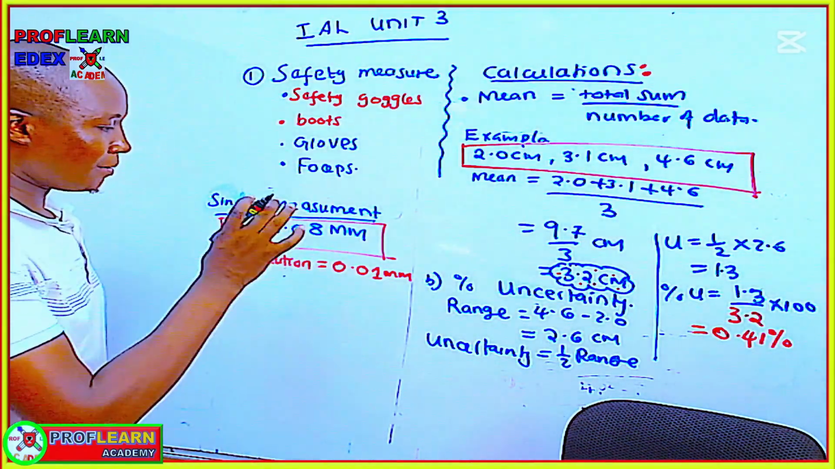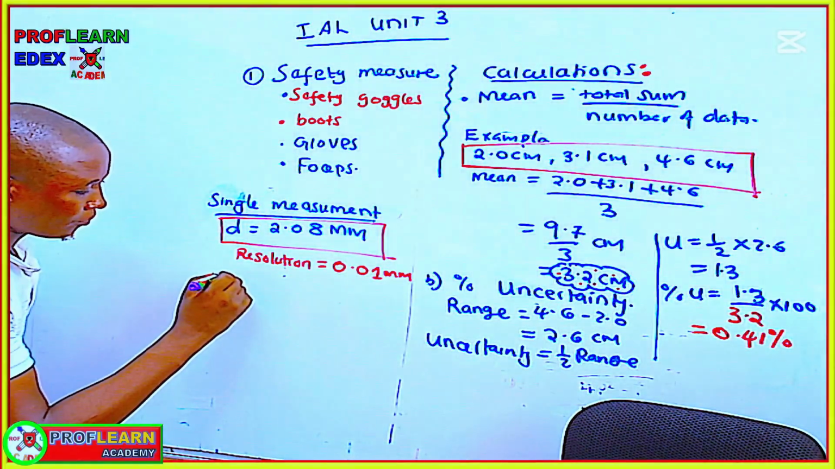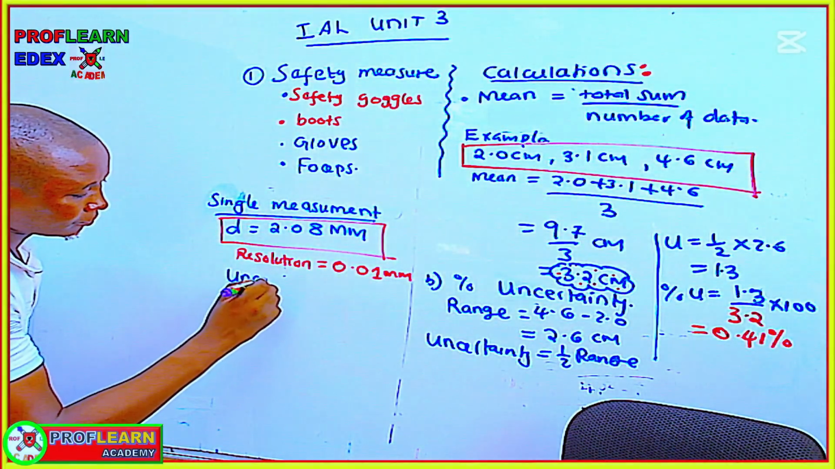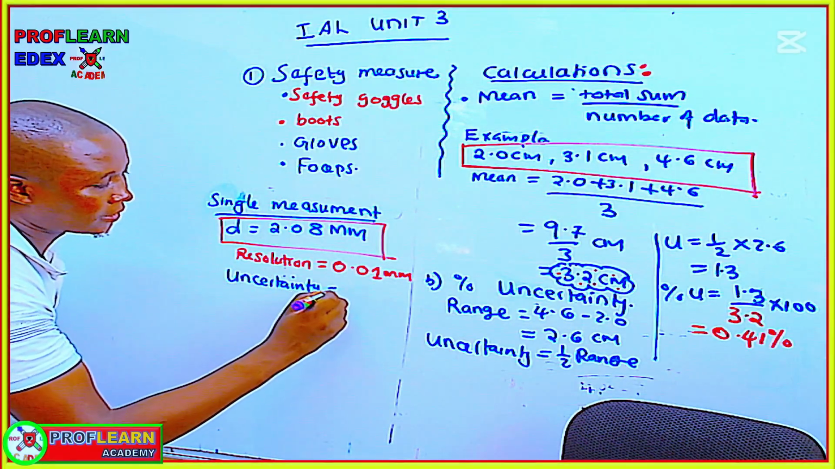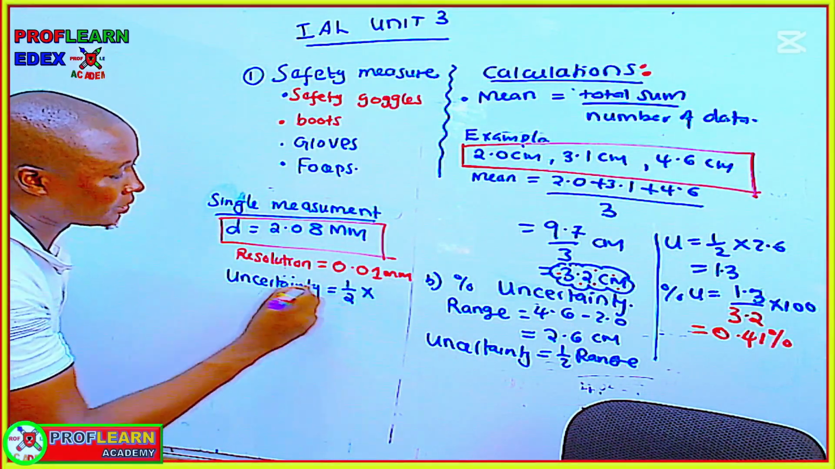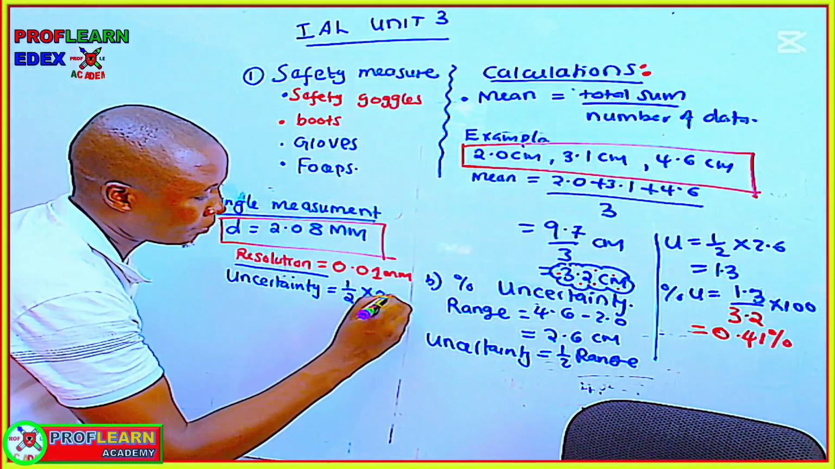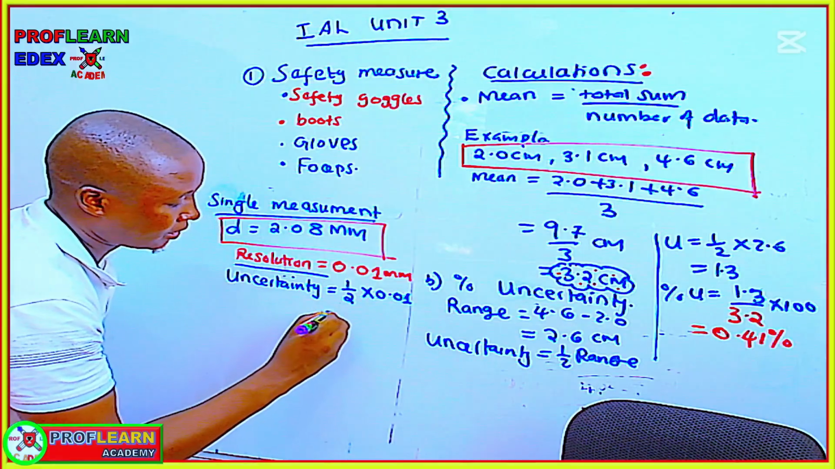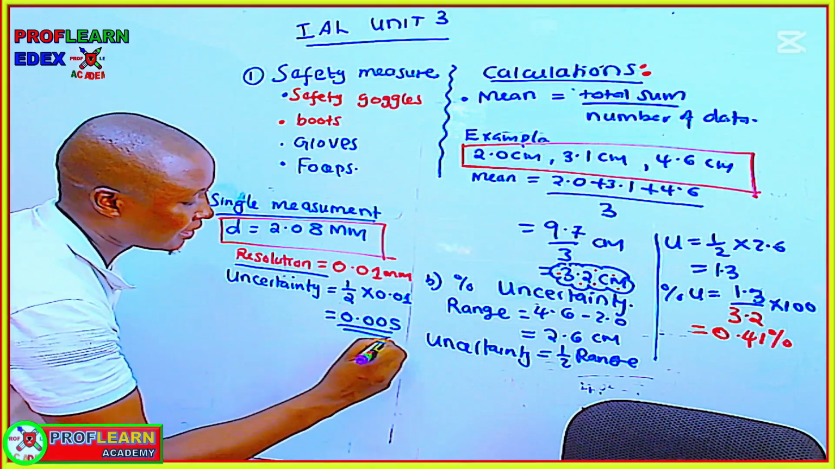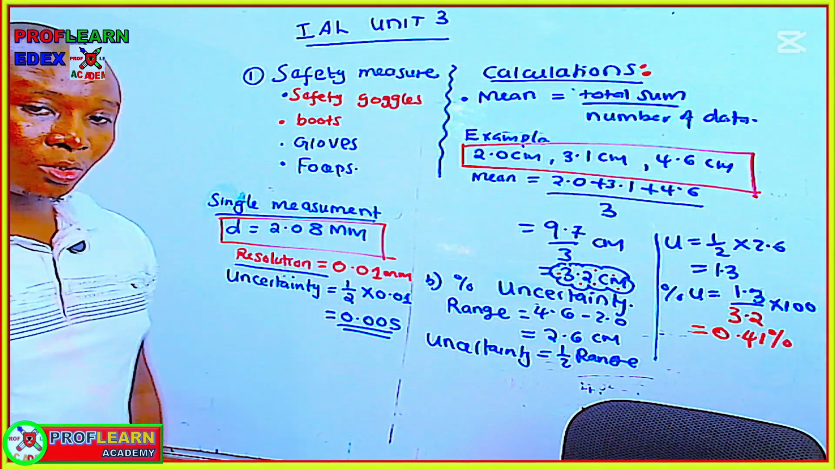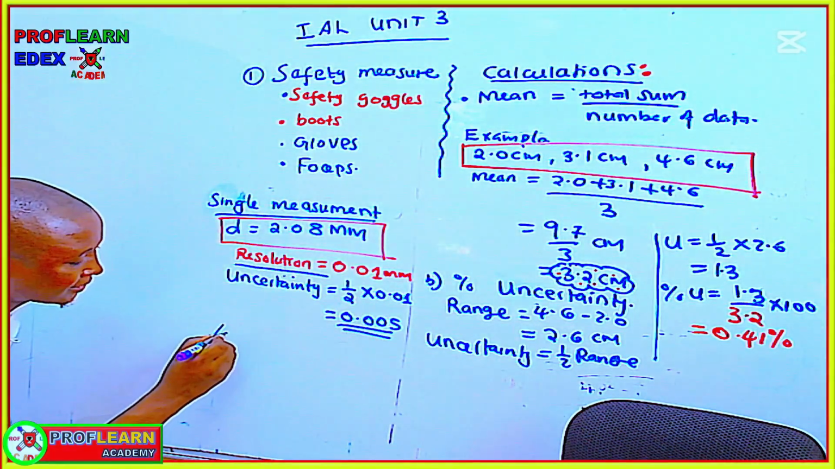Yeah, because it's in millimeters and it's also in 2 decimal places. So uncertainty in this case is going to be a half times the resolution that we have, and that's going to be a half times 0.01, and this is going to be 0.005 as the absolute uncertainty.